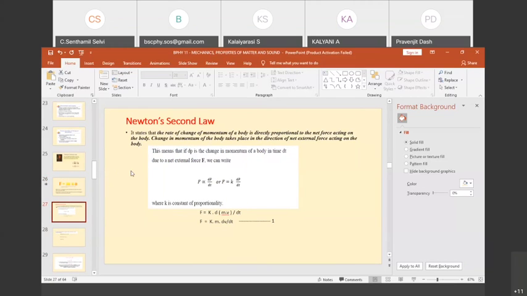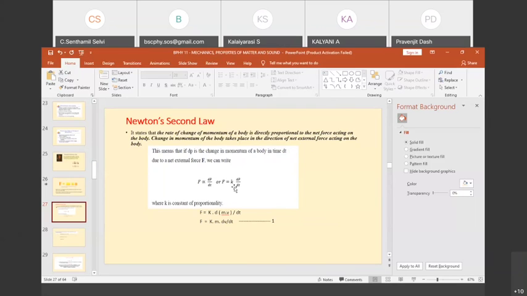Okay, so the rate of change of momentum, already I told you, momentum is represented by p. Rate of change of momentum. We are mentioning momentum as P, and the rate is with respect to time, so we write dP by dt. That is, the rate of change of momentum is directly proportional to the net force on the body. Or we can say the change in momentum of a body takes place in the direction of the net external force acting on the body.